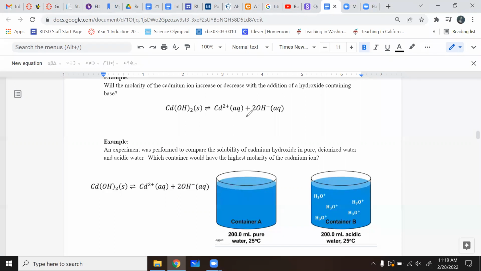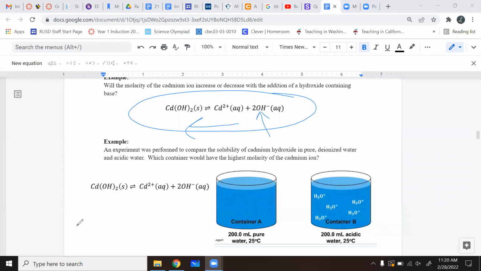So let's look at this, for example. If we add more hydroxide into this equilibrium system, and that's what a base containing hydroxide is, we're adding more product, right? So that's going to shift our equilibrium to the left. So our addition is actually going to make that particular salt less soluble, not more.